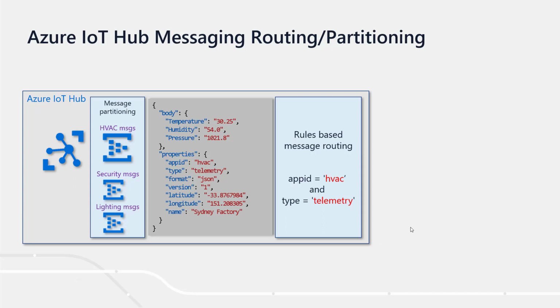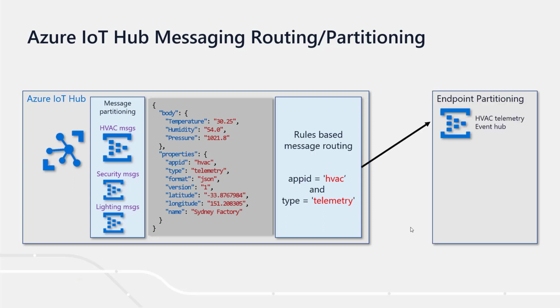And you can see an example here. I've set up a rule called app ID, where app ID equals HVAC, and the type of message is telemetry. As those messages flow up through IoT Hub, these routing rules get applied to all the messages that go through, and I can start separating or partitioning out these messages. In this case, this was an HVAC telemetry message, and the rule was true, so I forward that message into an HVAC telemetry event hub.